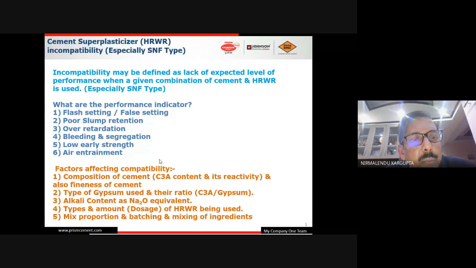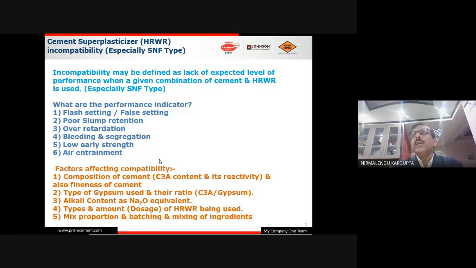What does incompatibility mean? Incompatibility may be defined as a lack of expected level of performance when a given combination of cement is used. Some performance I expected, but I did not get; then we call it incompatible. For example, I expected that slump retention should be 4 hours, but it is giving only 2 hours. Then we will say this is incompatible. This is incompatibility. Anything you desire that you are not getting is incompatible.